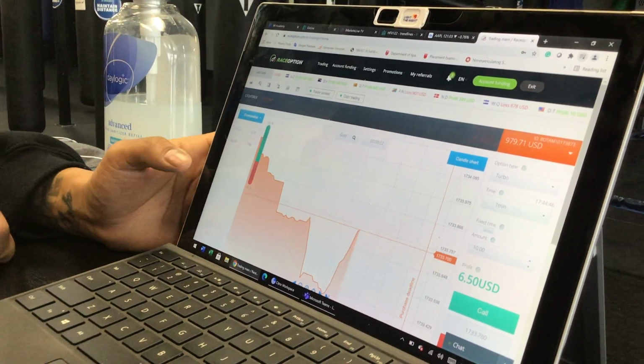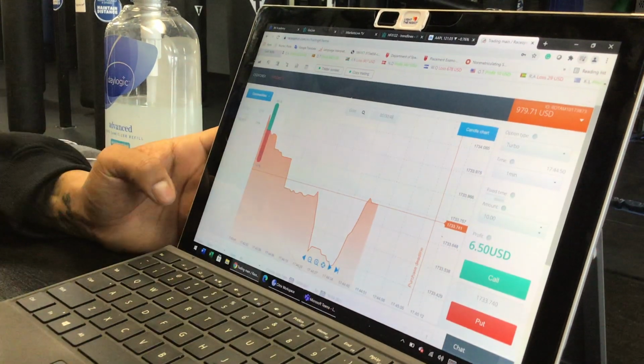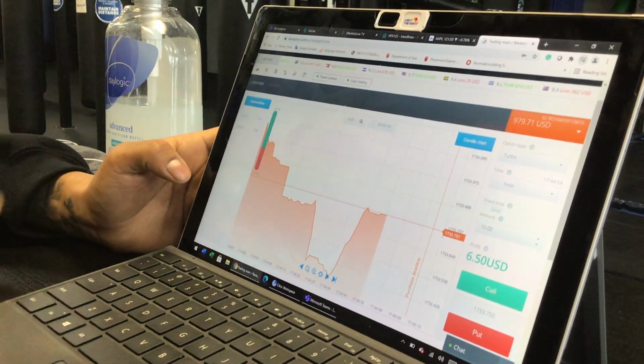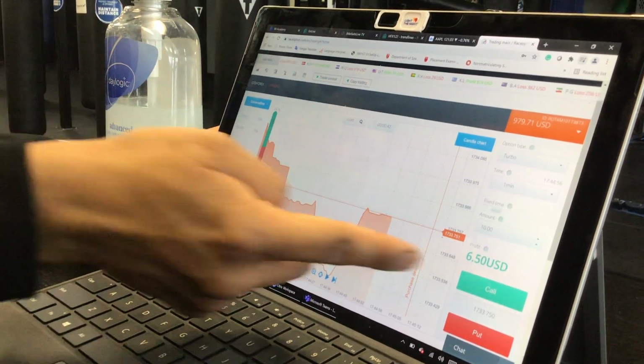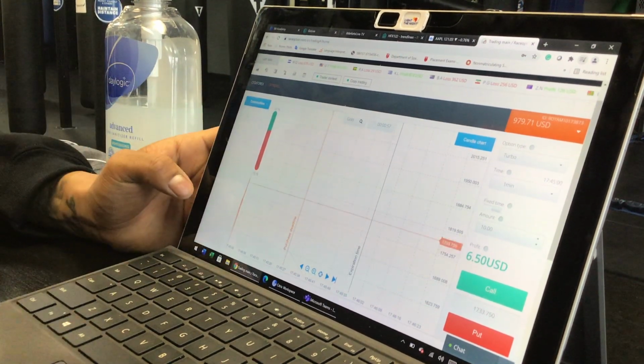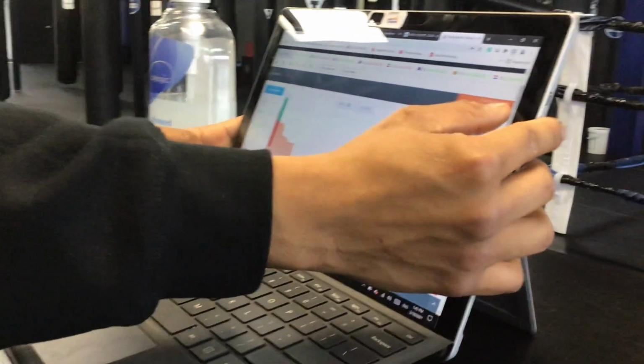Sometimes you'll see them. Call means buy, and put means sell. So whenever they say buy gold, call gold, it means you're going to buy it. So we're going to go to currencies, and I'm going to take off your live account. I'm going to go to a demo.